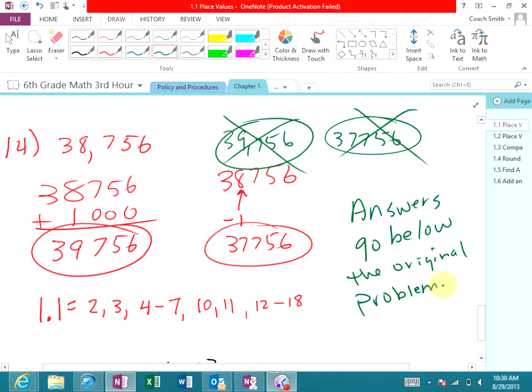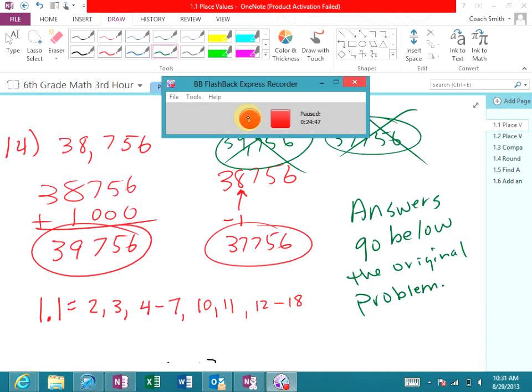Remember, we don't have to write word problems. Number 18 is a word problem. You have to answer it, but you don't have to write it. Any questions? Zach? Sure? Okay. So that's your homework.